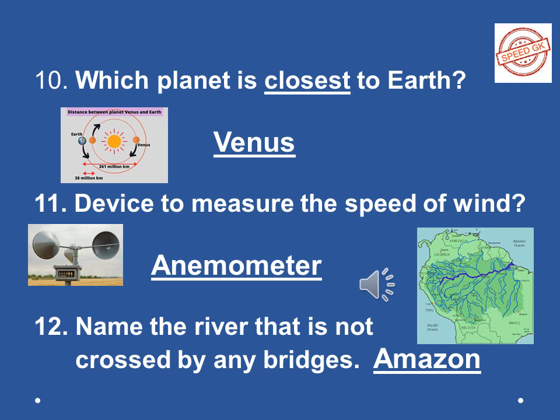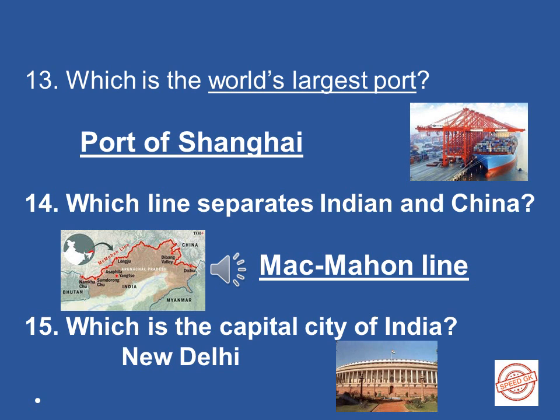Which planet is closest to Earth? Venus. Device to measure the speed of wind? Anemometer. Name the river that is not crossed by any bridges. Amazon. Which is the world's largest port? Port of Shanghai.